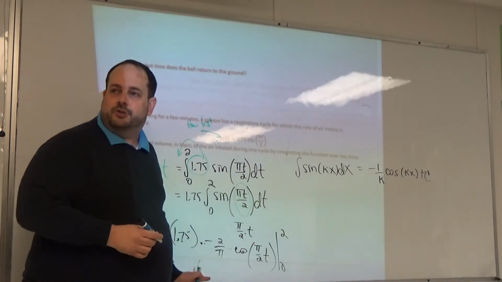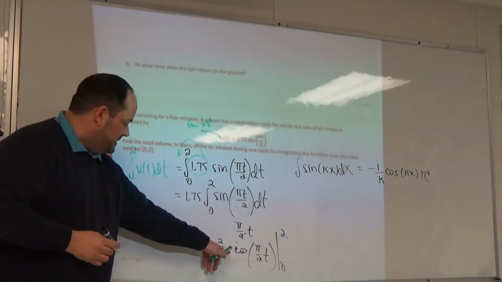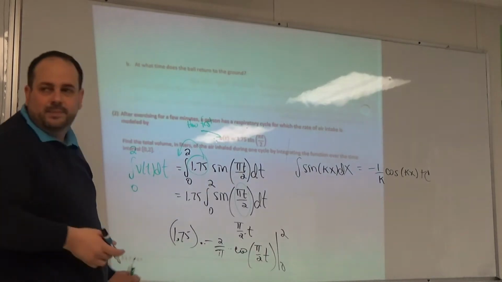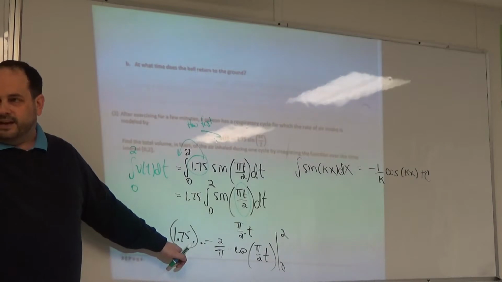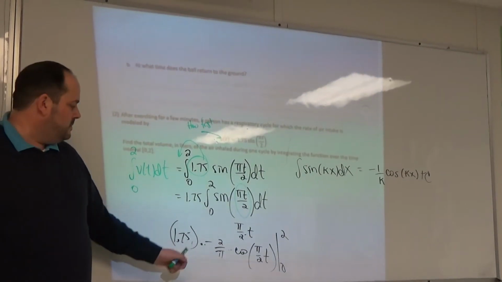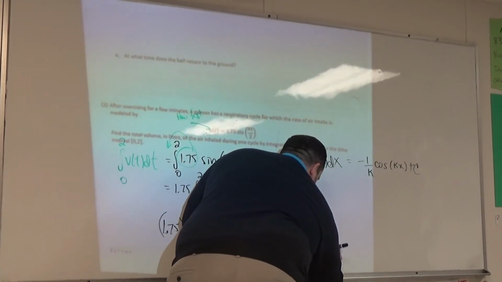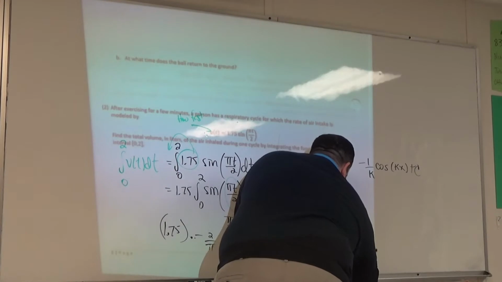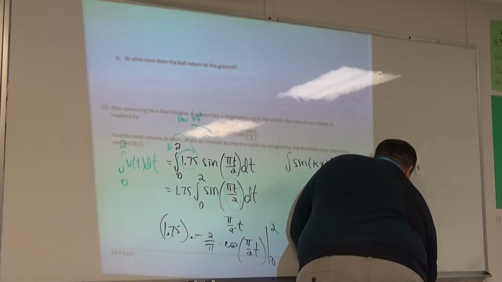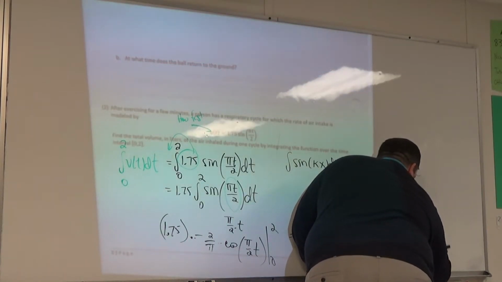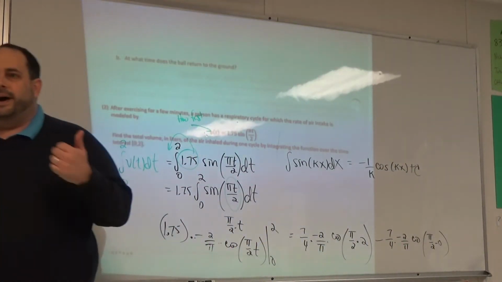And now the last thing, plug in the 2, plug in the 0. Maybe you want to clean this up a little bit. Nora decided she doesn't like decimals and made 1.75 into 7 over 4. Let's pretend you wrote 7 over 4 and not 7 over 3. We'll keep that between the two of us. So I've got 7 over 4 times negative 2 over pi cosine pi over 2 times 2, minus 7 over 4 times negative 2 over pi cosine pi over 2 times 0.